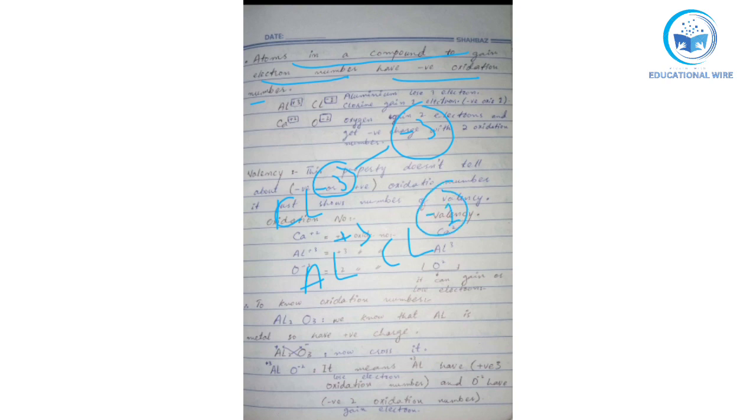Let's move to another: an atom in a compound that gains electrons has a negative oxidation number. Like we have chlorine here. It is gaining an electron, so it has a negative oxidation number. If we take aluminium and chlorine together, aluminium has a +3 charge and chlorine has -1. So -1 is the negative oxidation number of chlorine, and +3 is the positive oxidation number of aluminium. This is the method by which we can find the oxidation number as positive, negative or 0.